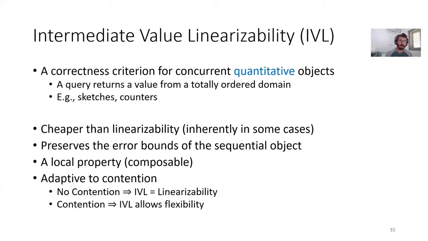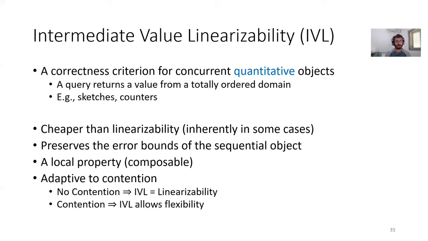A nice side effect of IVL is that it's also adaptive to contention. When there's no contention, IVL is equal to linearizability. What this means is that when there's no contention, an execution under IVL adheres to the sequential specification. This is a bit different than previous relaxations of linearizability, which allow even a sequential execution to differ from the sequential specification up to the allowed amount under the relaxation. So this is a nice property because it means that when everything's happening sequentially, I know that the return values that I'm getting are as defined in the sequential specification.